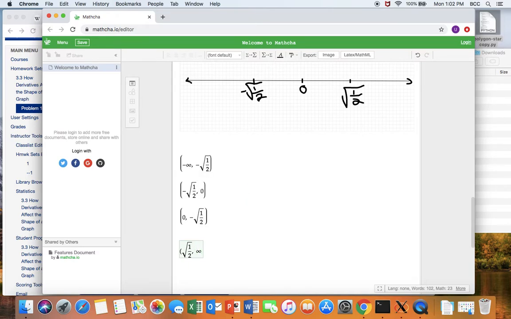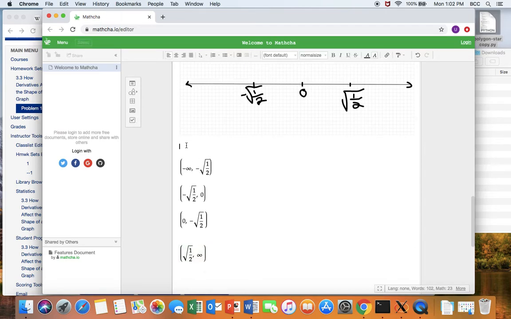Okay, so these are the 4 intervals. Let me write that down. When you look at intervals, you only look at open intervals for these purposes. Okay, now let's take some test points. Why test points? Let's figure out.